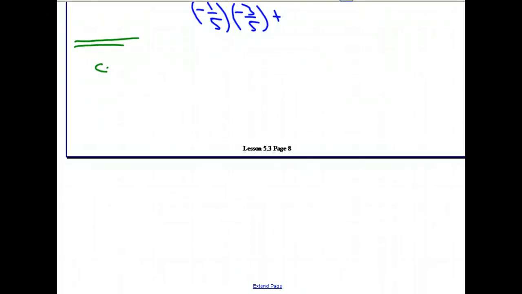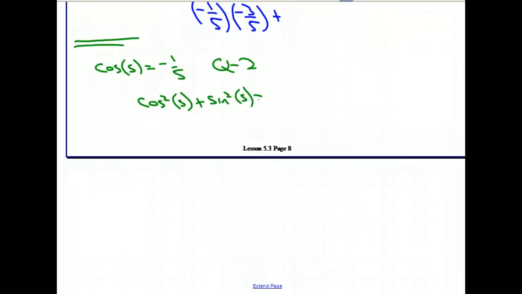But the cosine of s is negative 1/5. Oh, by the way, we're in quadrant 2. And given the cosine of s, how do I find the sine of s? Well, I go cosine squared plus sine squared equals 1. I'll put in the negative 1/5. I'll remember to square it.